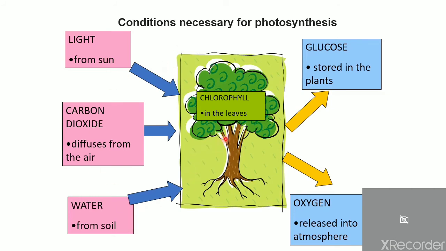And when photosynthesis is done, what is the end product? It is glucose. Glucose is a type of carbohydrate, a simple sugar, which is stored in the different parts of the plant, and oxygen is released into the atmosphere.